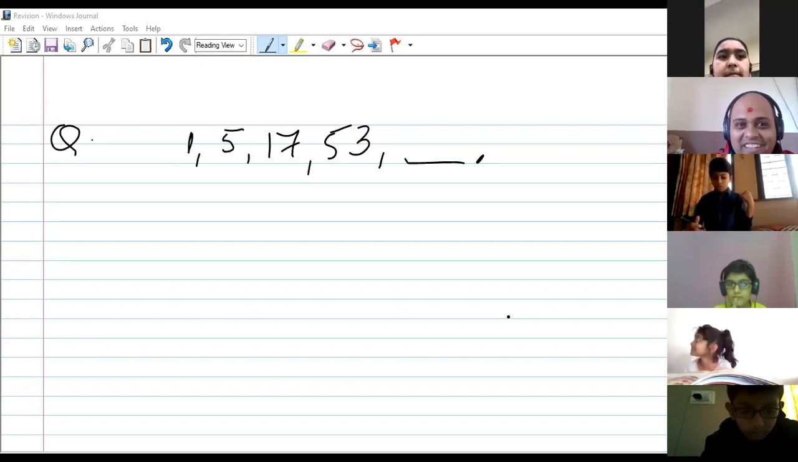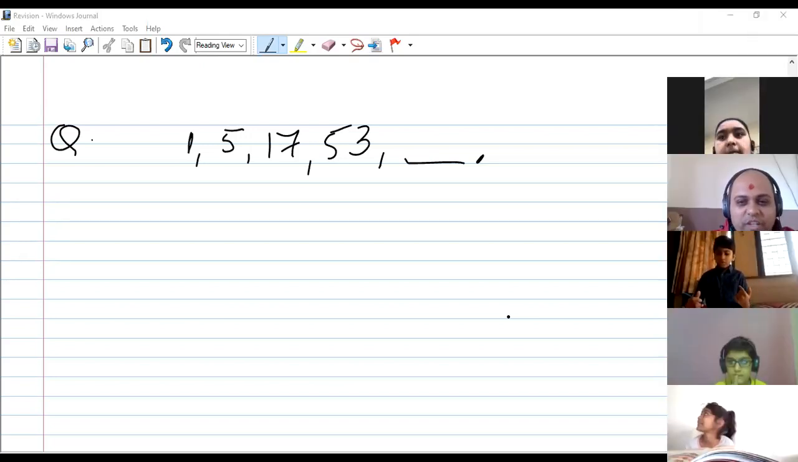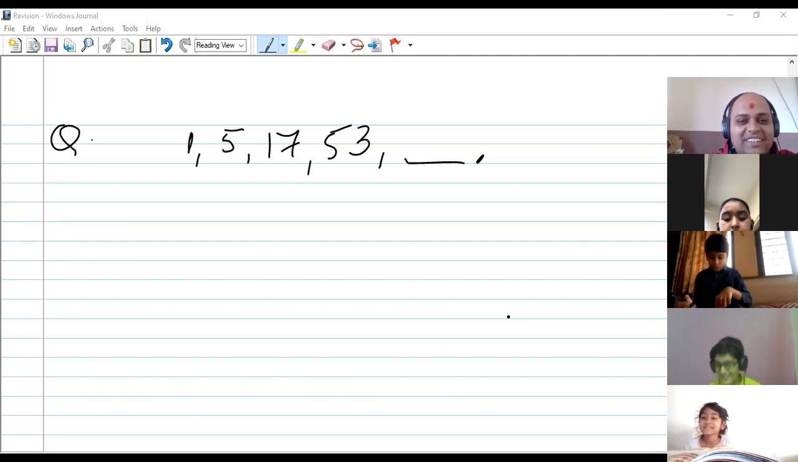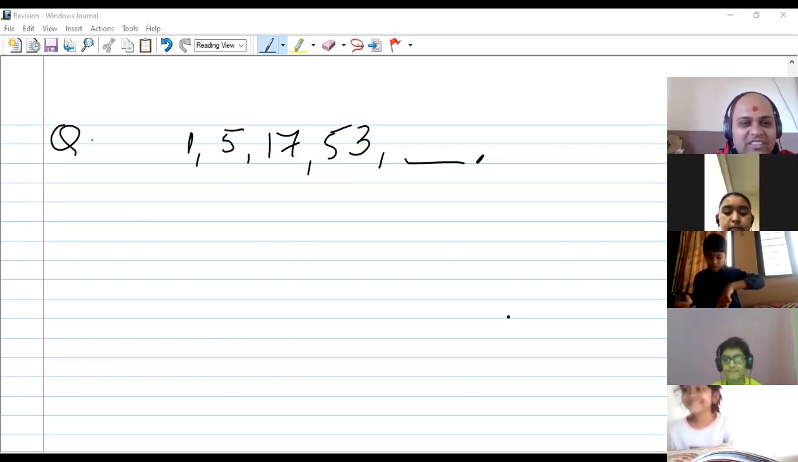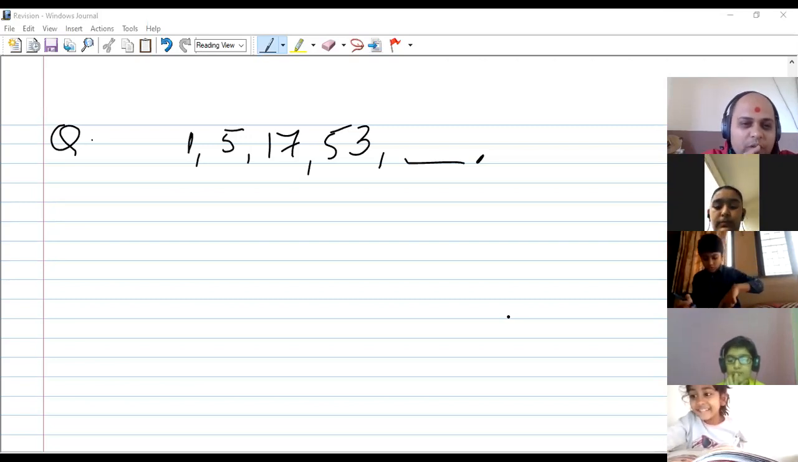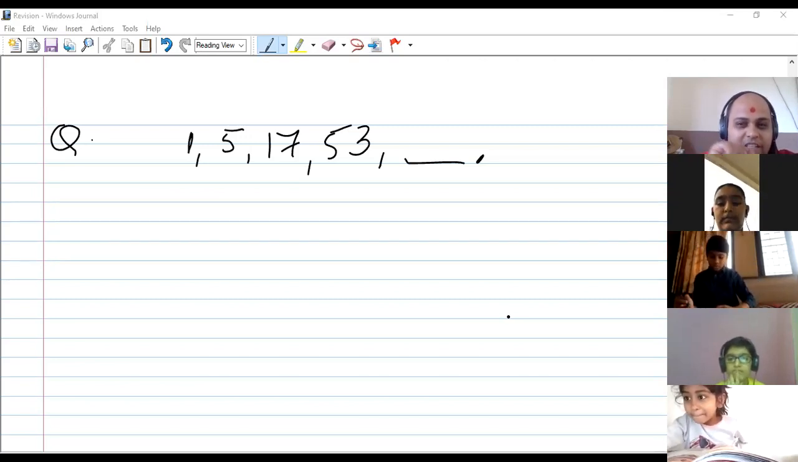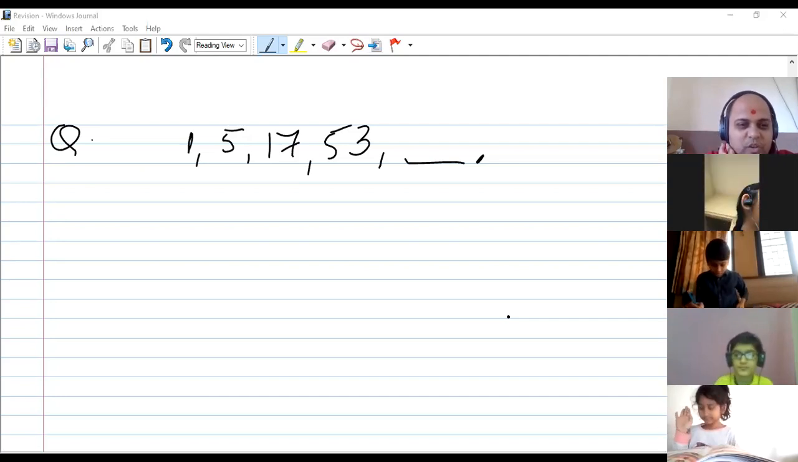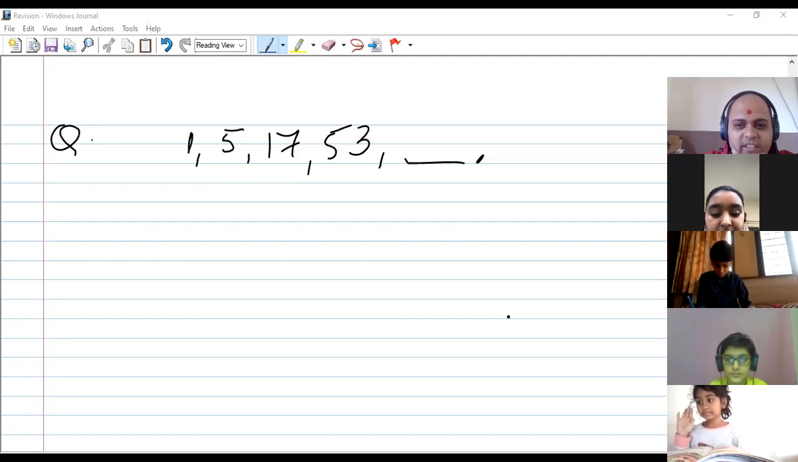Come on. Think. No, Dwij. Find the relation. Look at the relation between 1 and 5. Then 5 and 17. What can be the relation between 5 and 17? Yes, Gia. No, that is too high. 240 plus is too high. Your previous answer was very close. Yes, Rija, send the answer in.